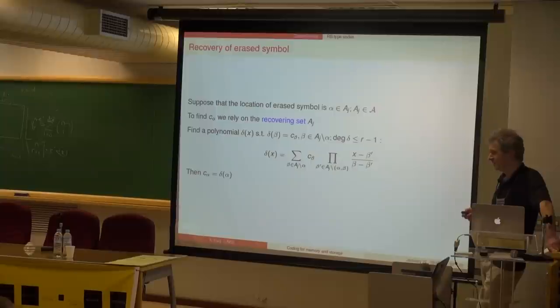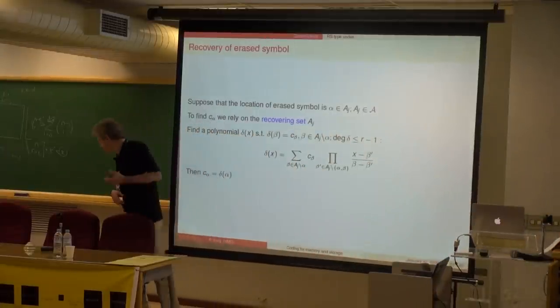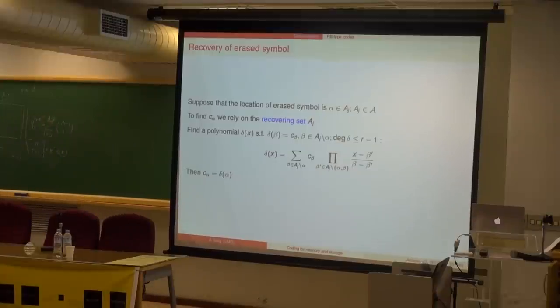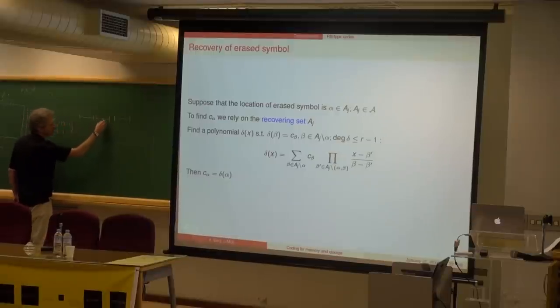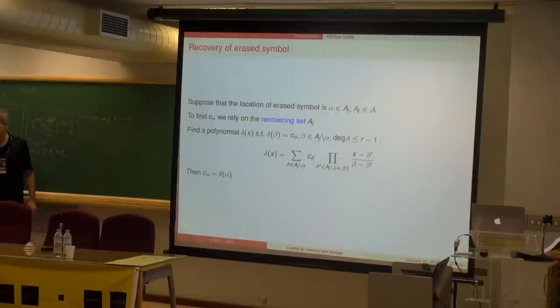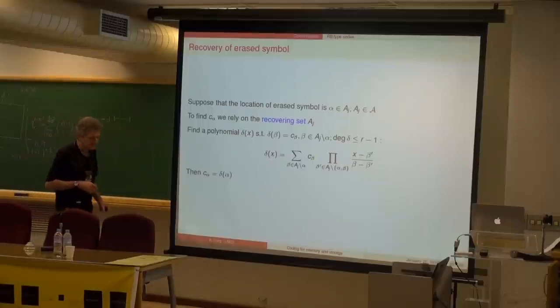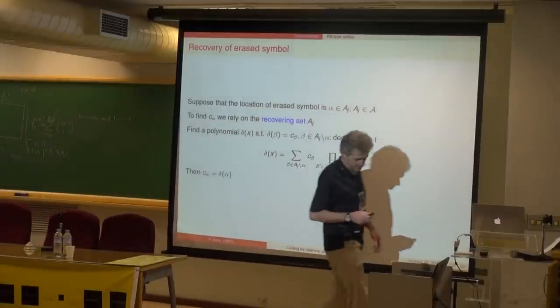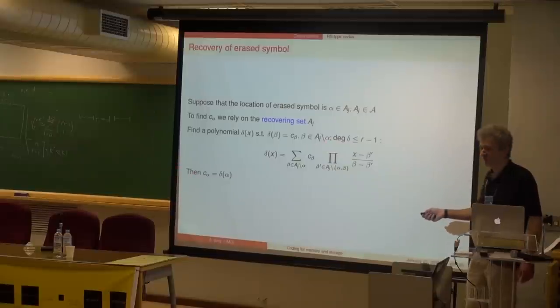Is the recovering set unique? Yes, it is unique by the construction. The picture that I'm having in mind is as follows. If the symbol is erased, we access the symbols in the preset recovering set. So for every symbol, we know what its recovering set is. But of course, there are distinct recovering sets because they are small and the block length is larger. And then the claim is that as we take this delta evaluated at the point alpha, we get the lost coordinate.